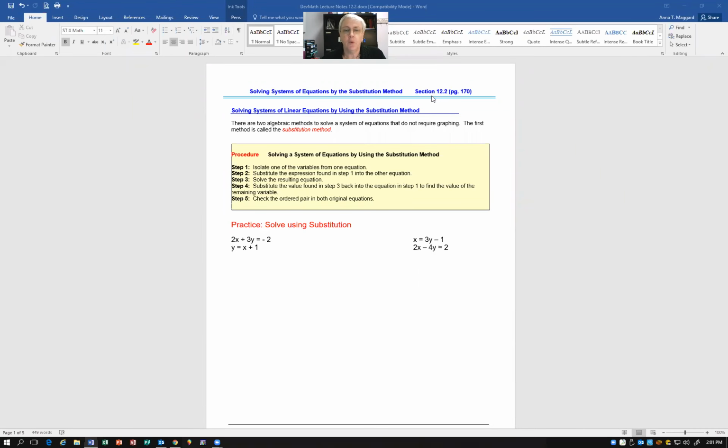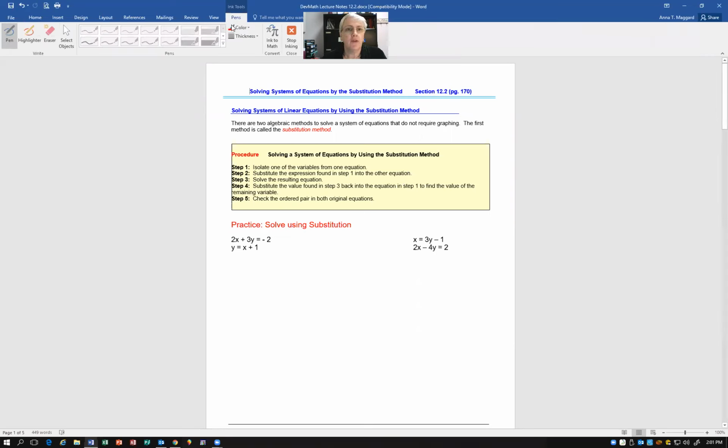This is Math 102, Section 12.2. Going to be working on solving some more systems of equations. The previous section was solving systems using graphing. This is going to be using the substitution method. There is a third method that we'll look at in Section 12.3.